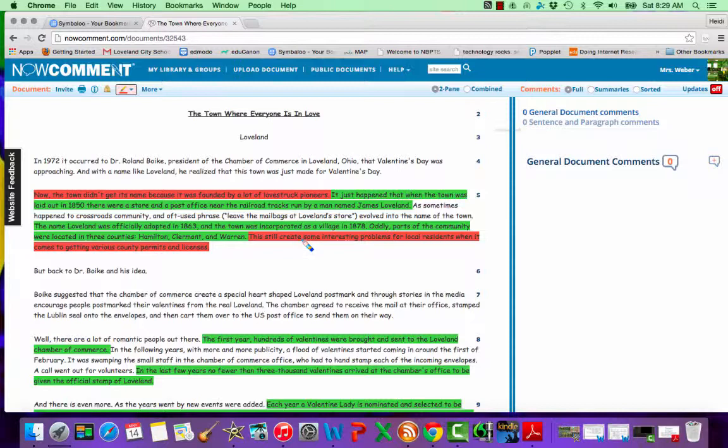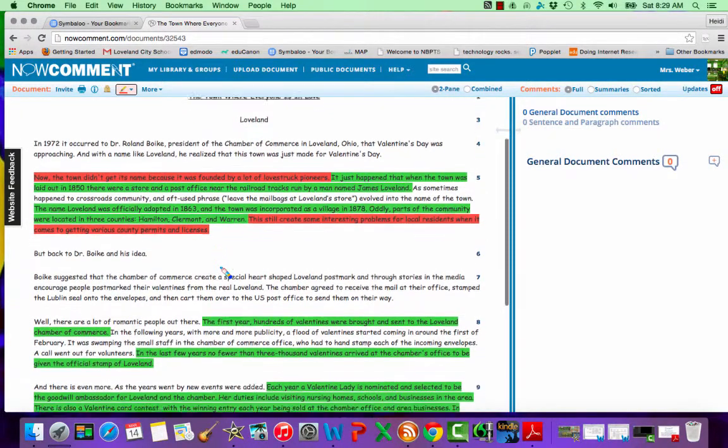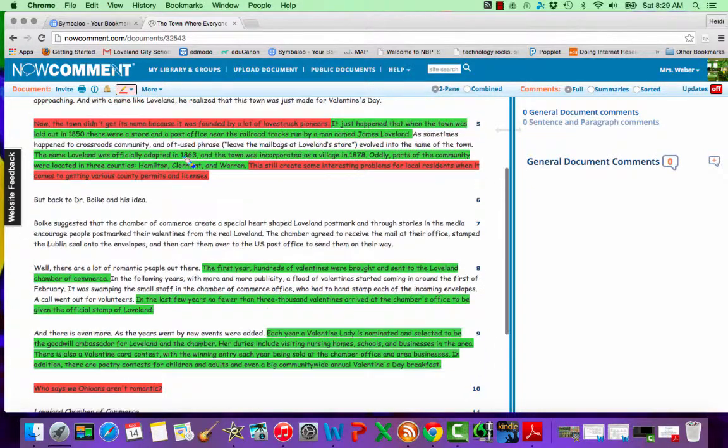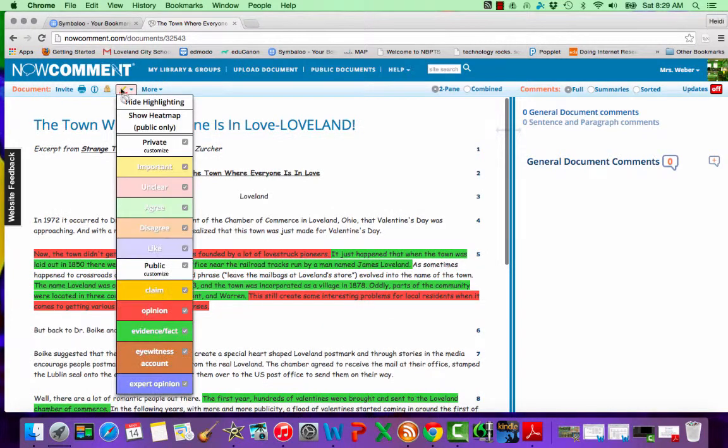This piece here about creating some interesting problems for local residents when it comes to getting various permits, I see where that could be true, but I don't feel it creates a problem, so I really don't agree with him, and I think it's just his opinion. And then this part at the bottom, who says we Ohioans aren't romantic? I can strongly agree with that, but it doesn't make it fact. Therefore, it is an opinion.